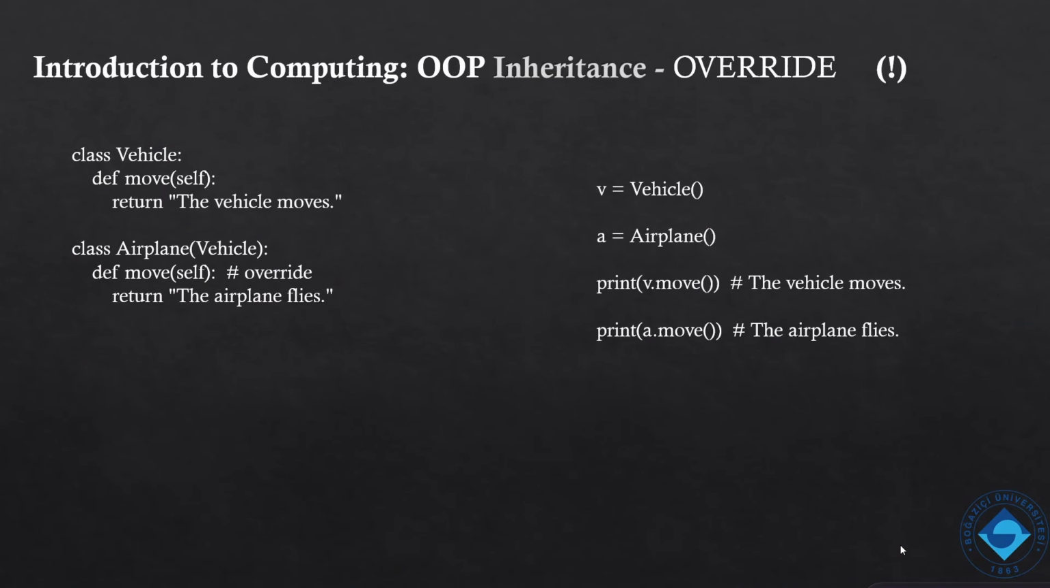And again, here we have one more example for overrides. We have the superclass vehicle and the subclass airplane, which takes inheritance from the vehicle class. And again, as you can see, these two classes have the same function, move and move. In the first class, it returns the vehicle moves. In the second class, it returns the airplane flies, right? I will create two different objects from these two different classes, and I will call their functions, move and move, and you will see they behave differently.